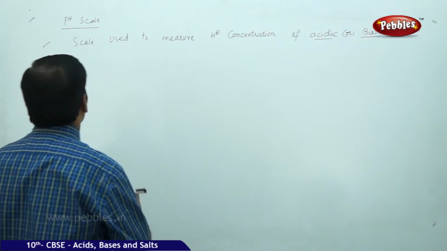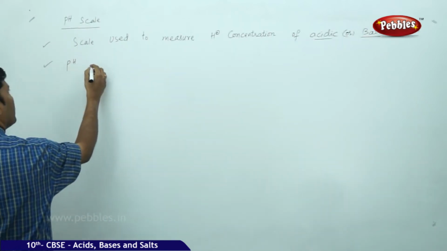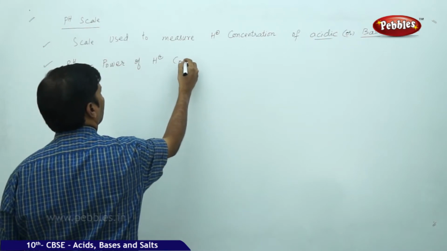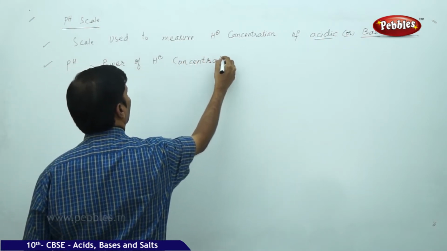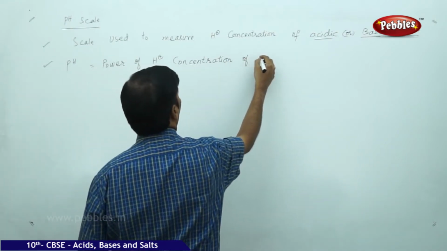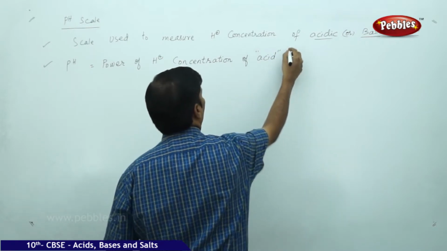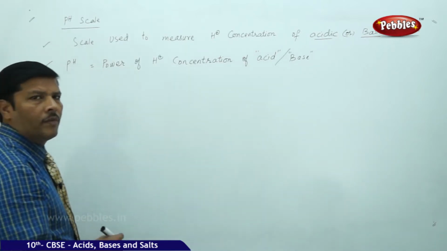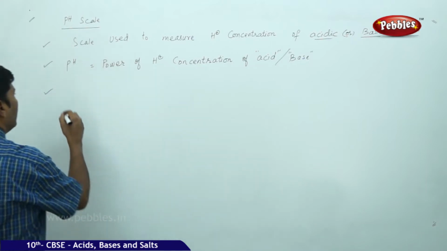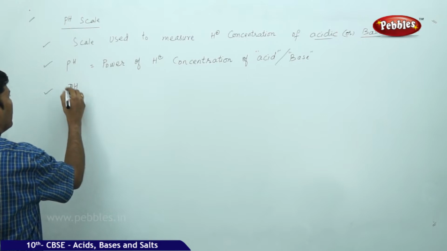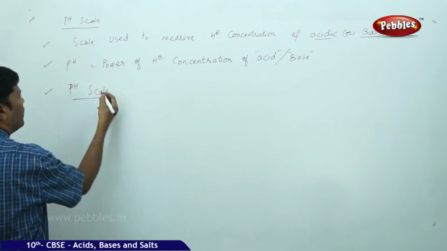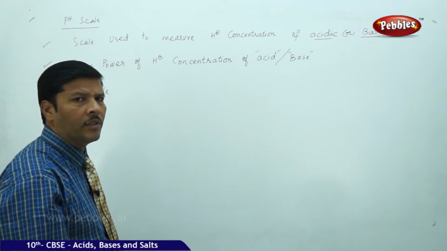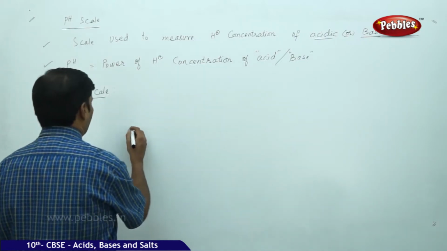So if you go for this pH scale, here pH means power of hydrogen ion concentration, concentration of an acid or a base. This pH scale, based on the hydrogen ion concentration, has a lower limit, middle limit and an upper limit. You can just take it like this.